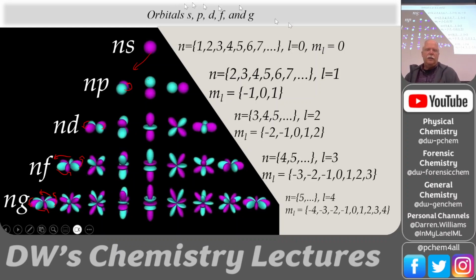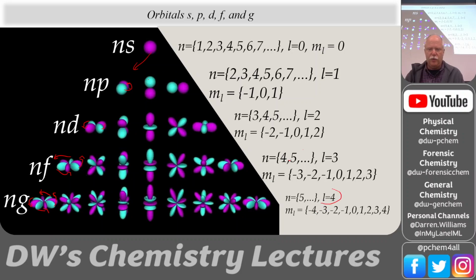And so these are the shapes of the s, p, d, f, and g orbitals, and it goes h, i, and so on. It gets even higher. And you can see all of the m sub l quantum numbers. We talked about these last time. And so the m sub l's are bound by l.